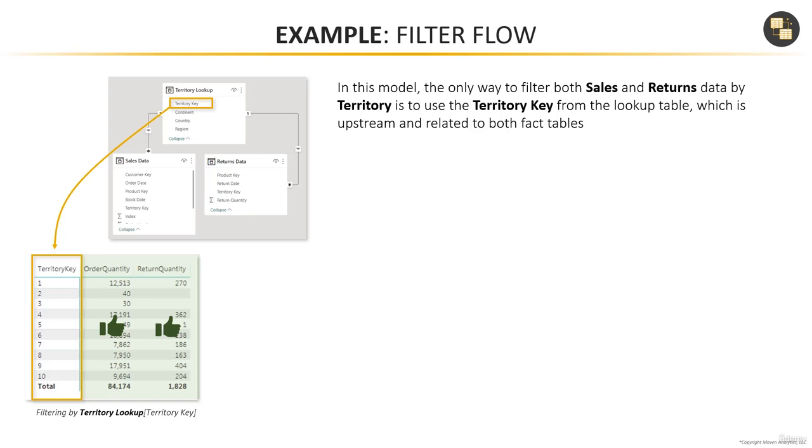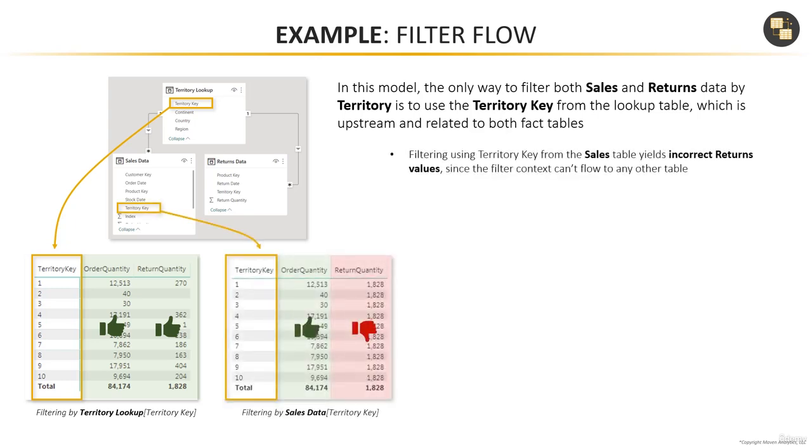Now remember that we have a territory key field in all 3 of these tables. It exists as a foreign key in the sales data table, and it also exists as a foreign key in the returns data table. So what if we accidentally created our matrix by pulling in territory key from the sales data table, for instance? Well, in that case, we'd see an output that looks something like this. We'd see all 10 territories with the correct order quantities associated with them, but we'd see that same repeating grand total in our return quantity column.